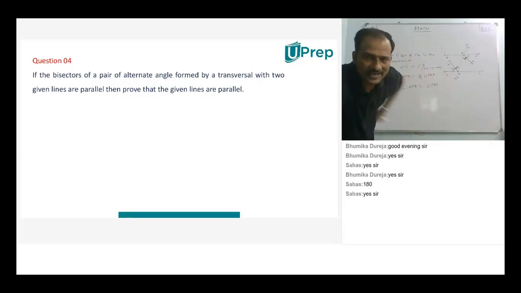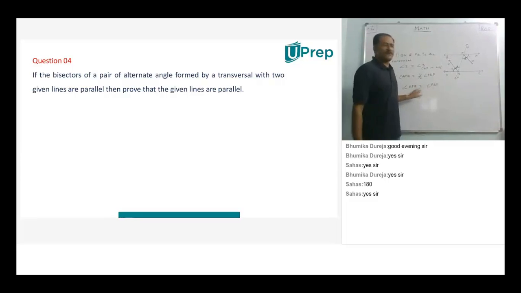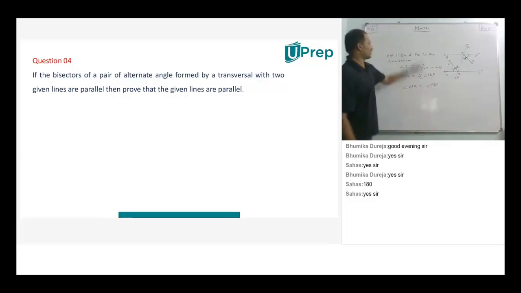Now what is the basic theorem on parallel lines? If two lines are intersected by a transversal such that alternate interior angles are equal, then the lines will be parallel. It is a theorem, right? Yes or no? Guys, come on, respond. Arnav? Sahas? Yes, sir. So here, a pair of alternate interior angles are equal. So what can we conclude? Lines are parallel.